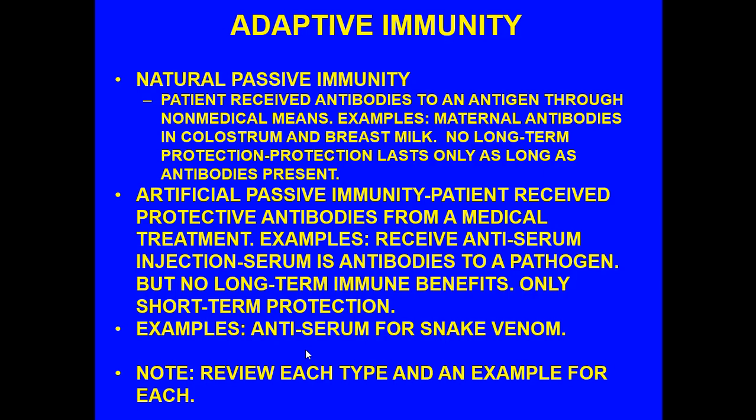It's very common for poisonous snake venom, rattlesnakes, for example, cottonmouth, and in some cases the coral snakes. Those are common in the North American area. What they'll do is they'll just have the anti-serum for that at hospitals, so the individual will take it and they will survive as opposed to dying from the snake venom. So I would encourage you to take and review each type and consider an example for each one of these different types.